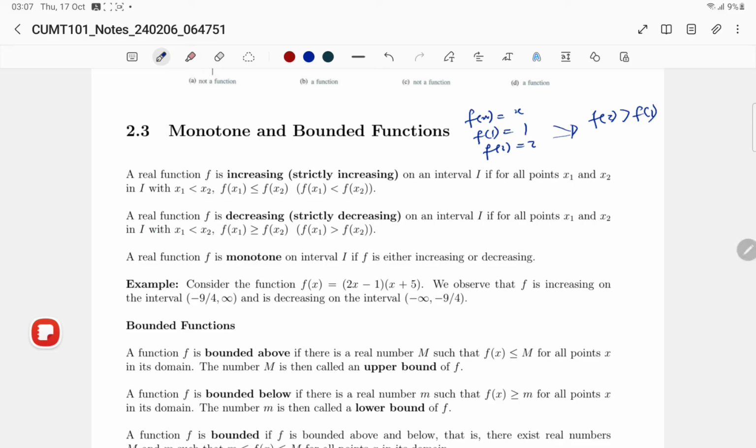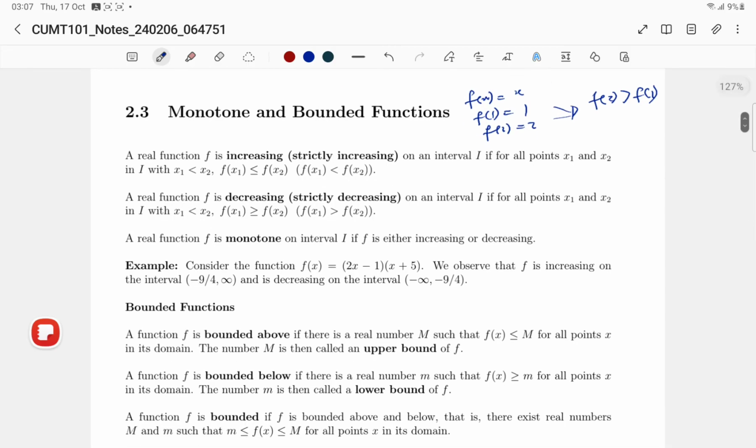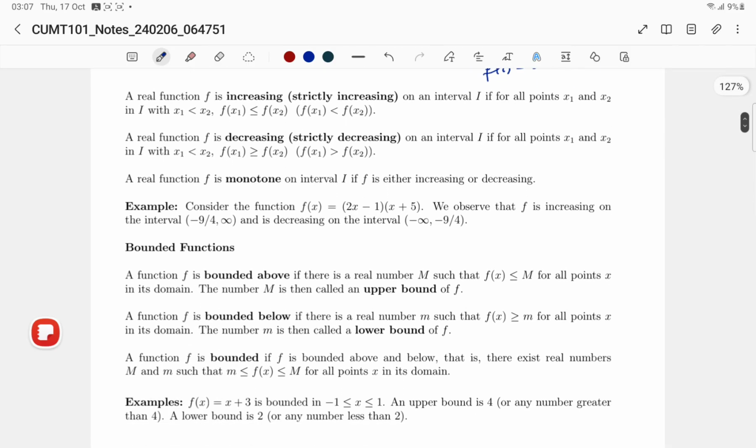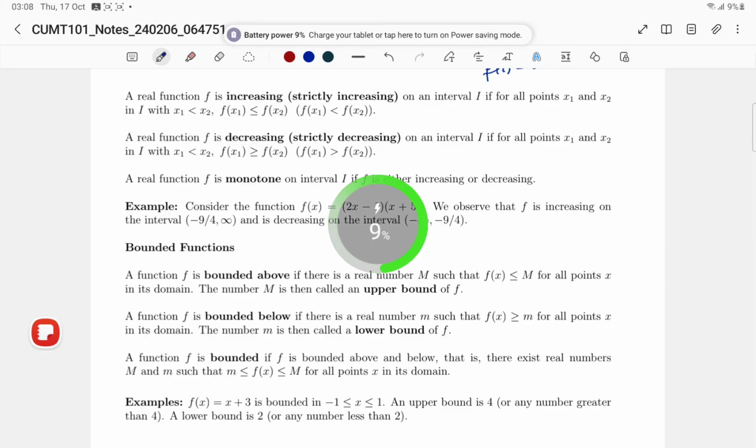A real valued function is decreasing on the interval I if for all points x1 and x2 in I with x1 less than x2, f of x1 is greater than or equal to f of x2. So the definition for decreasing is the opposite now.